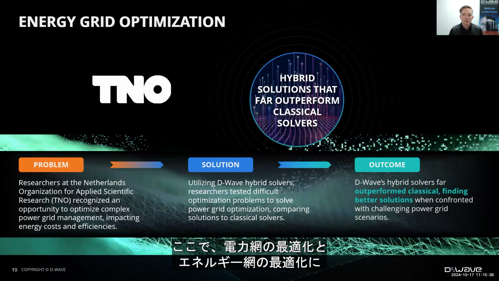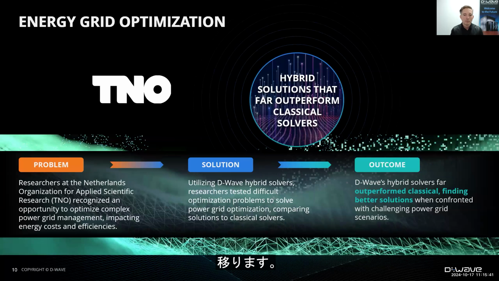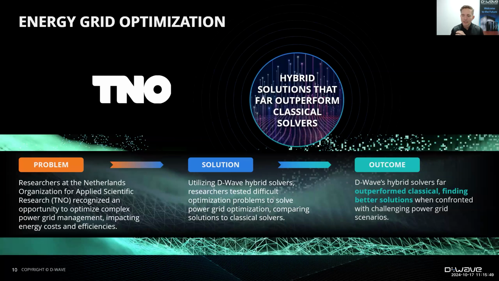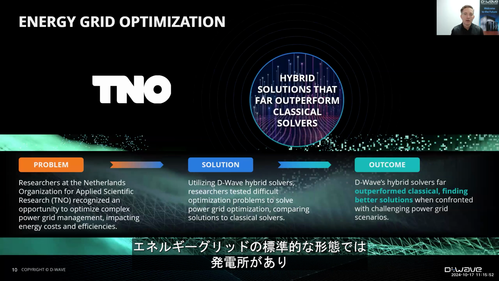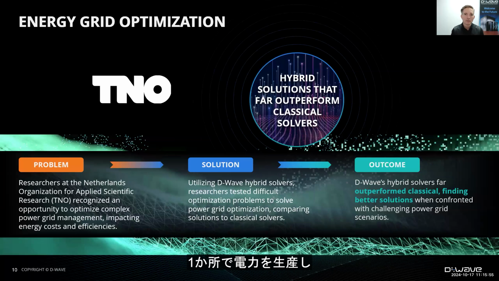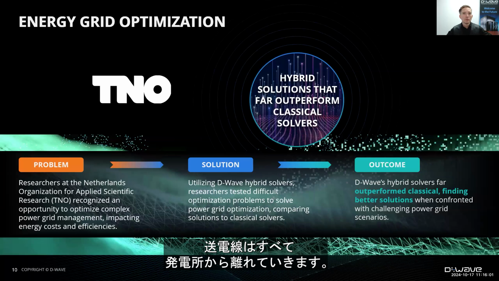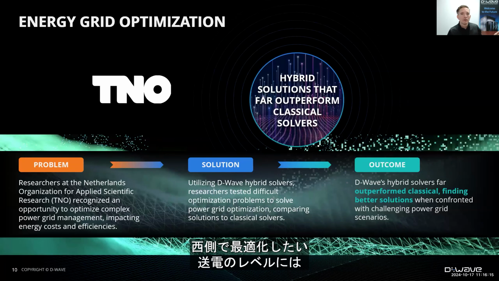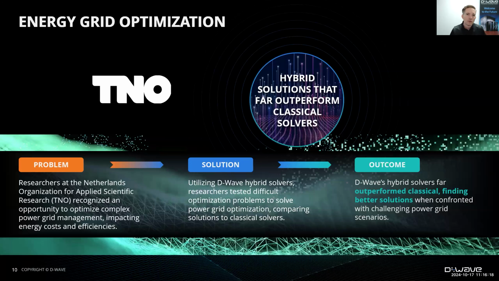Now, transitioning here to electric grid optimization and energy grid optimization. This is a fantastic example because in its traditional form, it's very well suited to classical computing. In a standard model of an energy grid where you have a power plant, which is producing power in one location, and then it's radiating out that power in sort of a hub and spoke model, so all the transmission lines are moving away from the power plant. That's an optimization where you're, in time, varying the amount of power flow down the transmission lines. And the transmission lines that are going to the east don't affect the power transmission levels that you might want to optimize for the west.